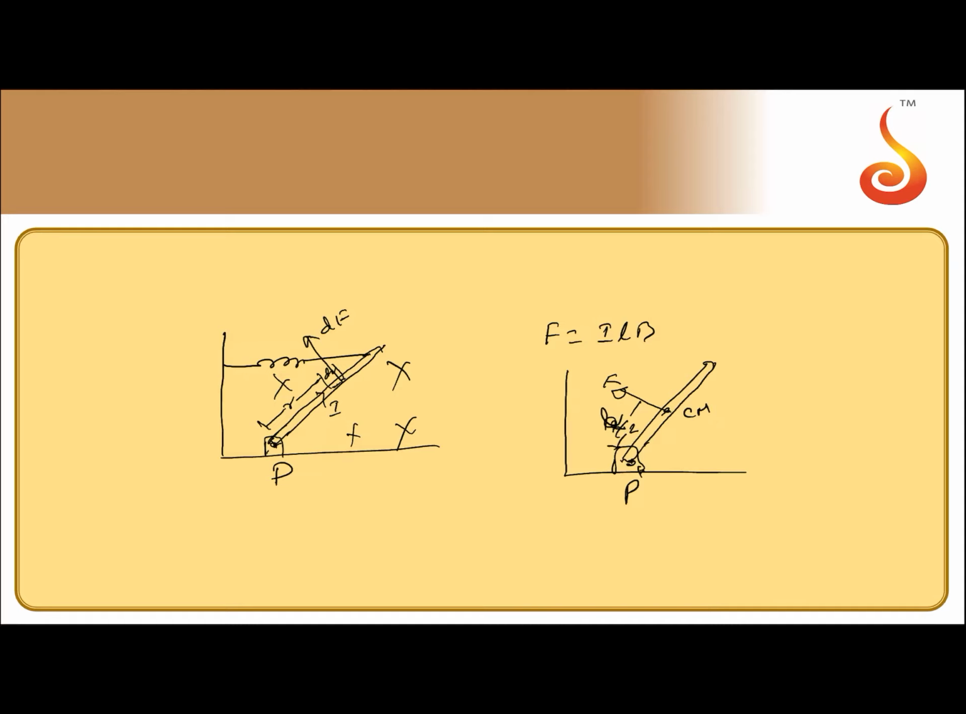So the torque will be simply ILB into L by 2. That is half I L square B. So we can put the values. I is 6.5. This is half into 6.5. L is 0.2 meter.